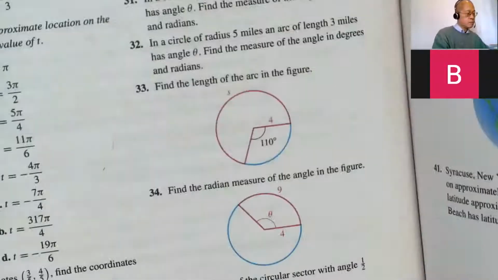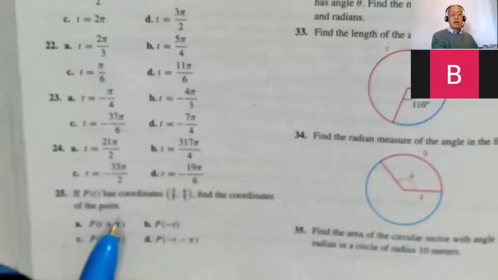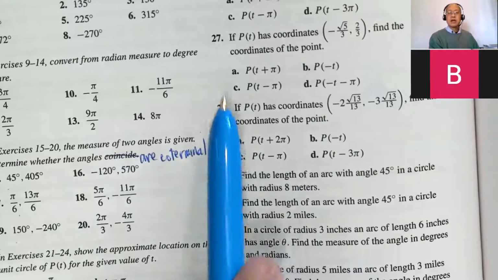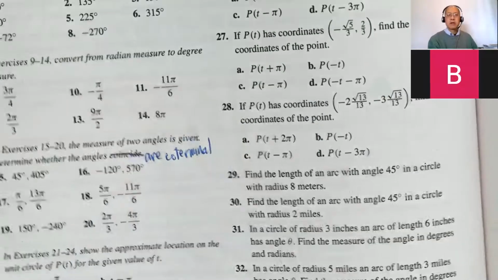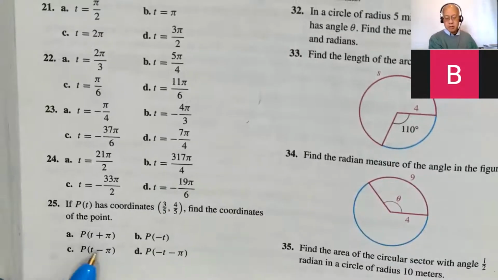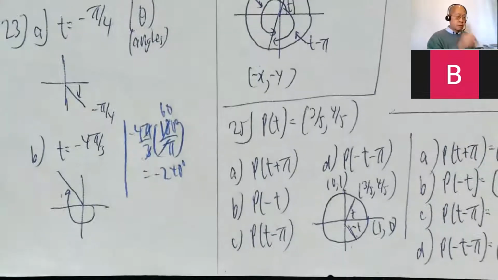Okay, so let me continue on with where we were last time. All right, so last time we left off with stuff like this. How do you do something like 25 and 27? They give you some coordinates and they ask you to find the coordinates of some other funny point. Okay, so 25 and 27 are similar. I'll show you how to do 25, and then let me give you the idea.